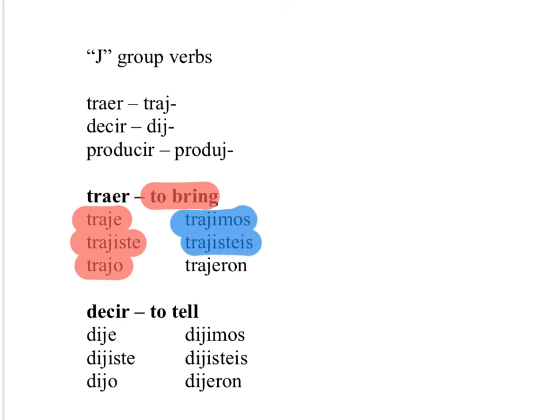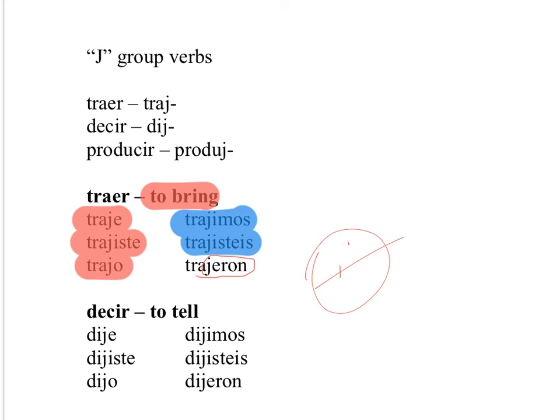trajimos, trajisteis, trajeron. So one thing I want you guys to see is in the last one, trajeron. Let's look at that. Normally, we have I-E-R-O-N, but in this, with the J group, it's just J-E-R-O-N. Okay, there's no I. The letter I is not there.